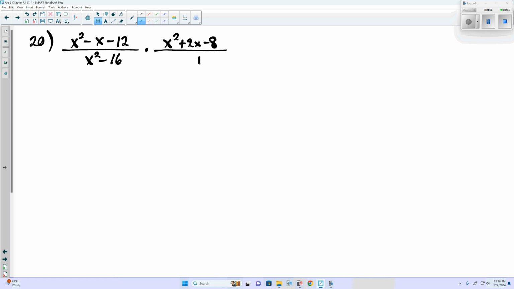All right, guys, we're looking at number 20, and then we're going to get started and finish this here. Now, again, just like the previous one, we need to factor. And the first one I would look at factoring is x squared minus 16. Now, since it is a difference of perfect squares, it's going to factor to x plus 4 and x minus 4.